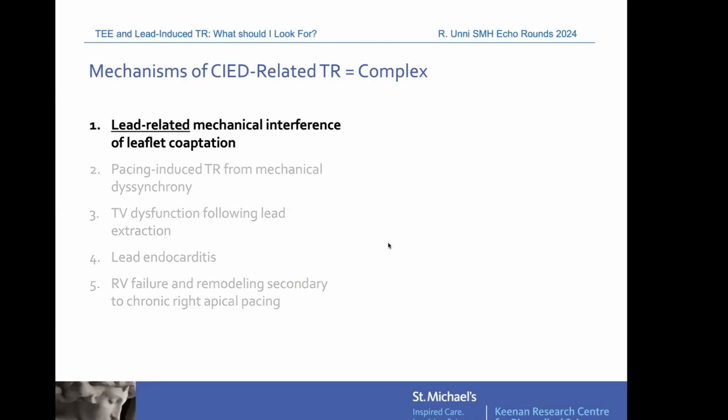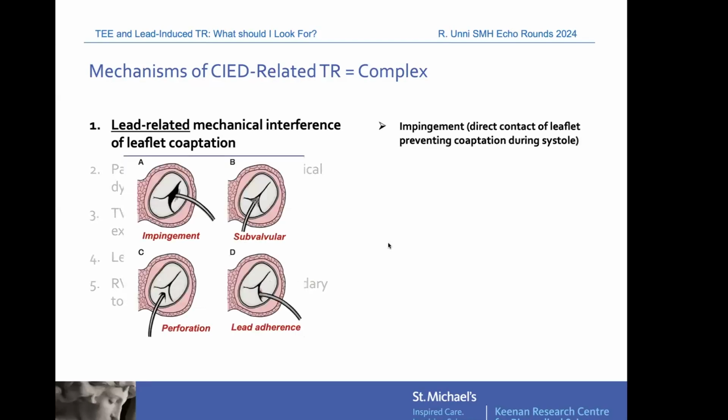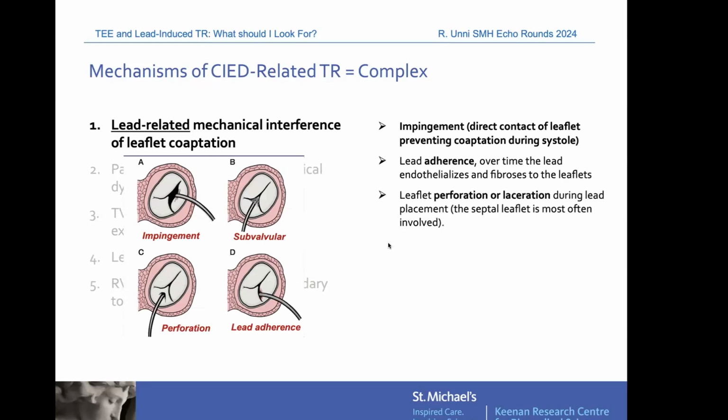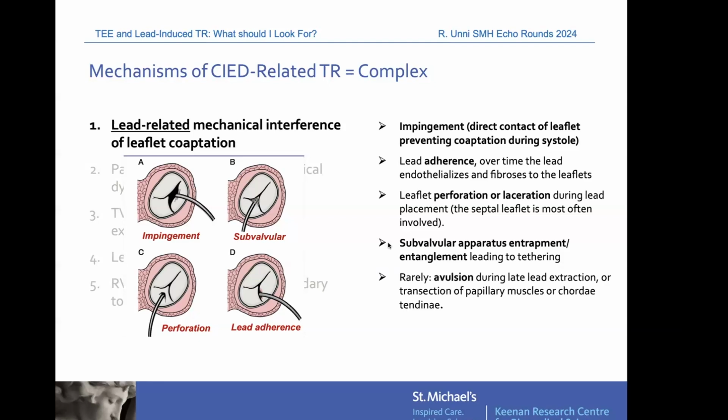If you just focus in on the mechanical interference component, it gets even more complex. You can have impingement, so direct contact with the leaflet preventing coaptation during systole, that's the definition. You can get adherence, where the lead gets stuck to the leaflet and the subvalvular apparatus, with fibrosis over time. You can have perforation or laceration during placement. Or, as I mentioned, the lead can get entangled in the chordae and the subvalvular apparatus, leading to tethering. So even the mechanism of mechanical interference can be a little complex.